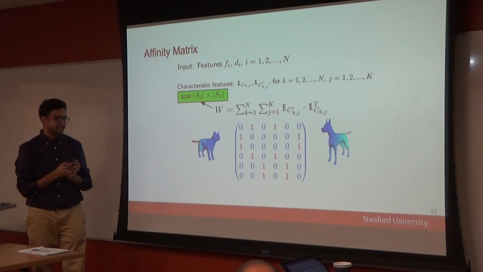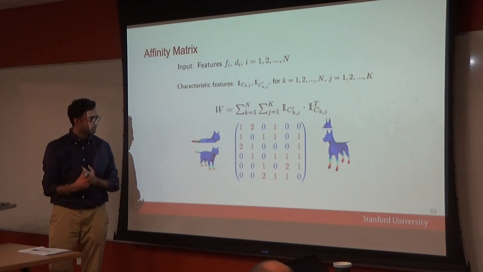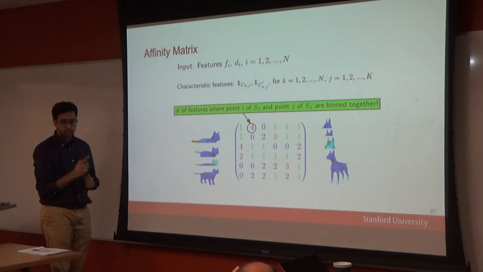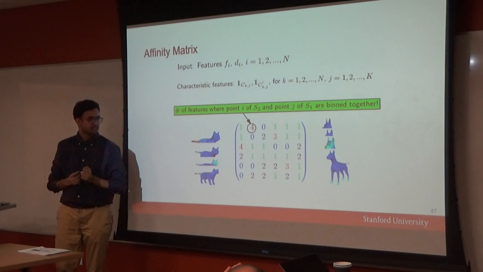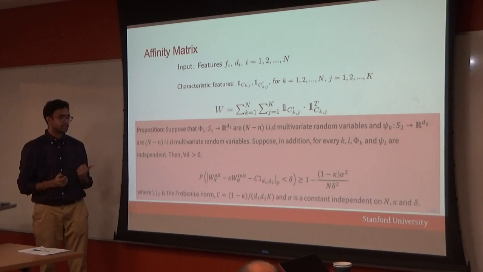Now this has been done on one descriptor, and therefore you can accumulate this over multiple descriptors to get rid of the noise. So what we do is we just add this over multiple descriptors, and now we observe that every entry corresponds to the number of descriptors where a certain point in the first shape and a corresponding point in the second shape were binned together. Now we show in this paper that as long as we have enough good descriptors, we shall be able to obtain an affinity matrix that obtains the shape similarities well enough. We shall not get into the details of this proof because of lack of time.